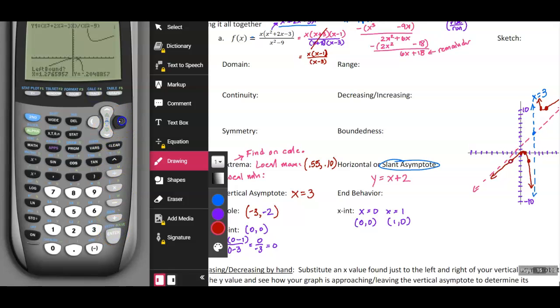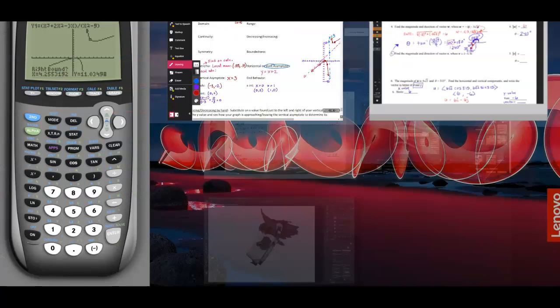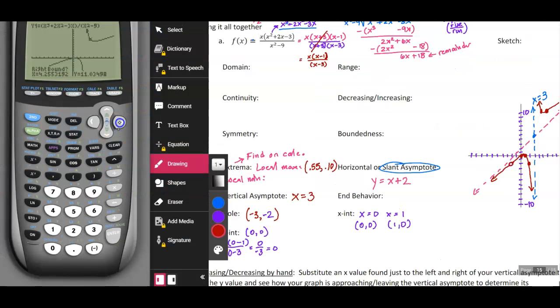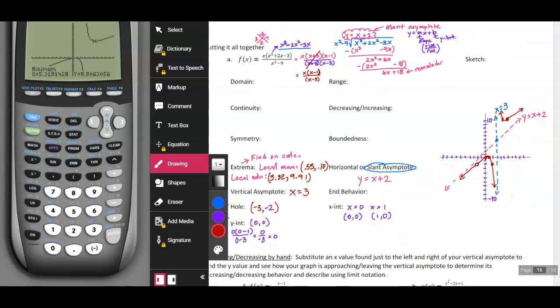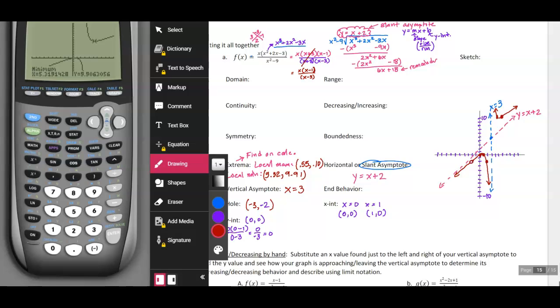And I have to scroll all the way over to get to the top curve there. Left bound, and then right bound, get to the right of it, guess, get about on it. And we have 5.32, 9.91. So now we can answer the question of where we are increasing, where we are decreasing. We can also answer the range and domain.